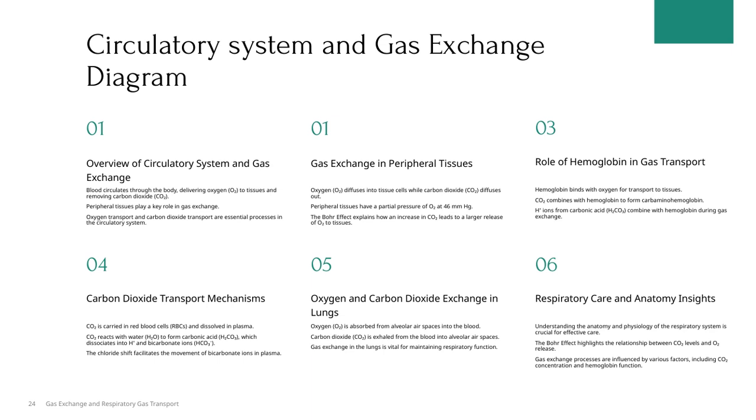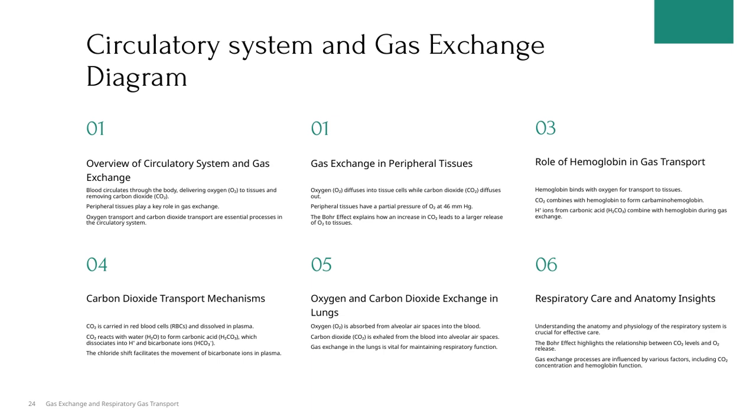Gas exchange processes are influenced by several factors, including CO2 concentration and how hemoglobin functions. When oxygen is inhaled, it moves from the alveolar air spaces into the blood, while carbon dioxide, a waste product, moves from the blood into the alveolar spaces to be exhaled. This exchange is vital for maintaining proper respiratory function and overall homeostasis.